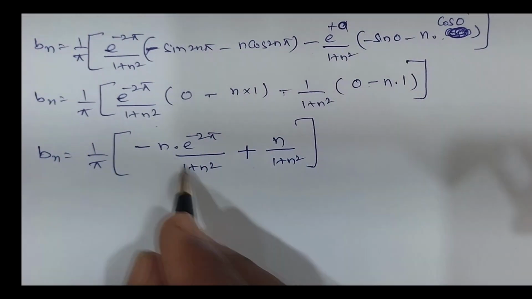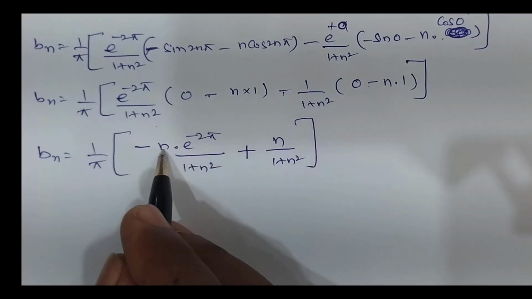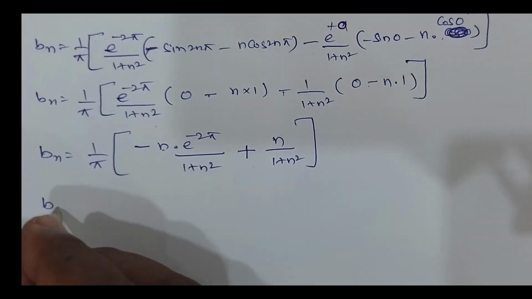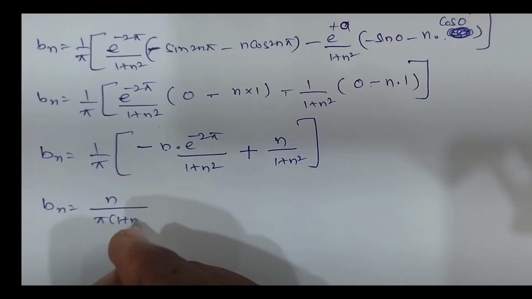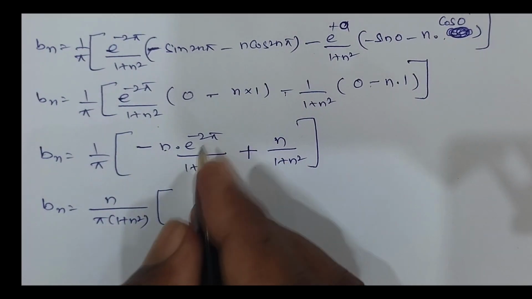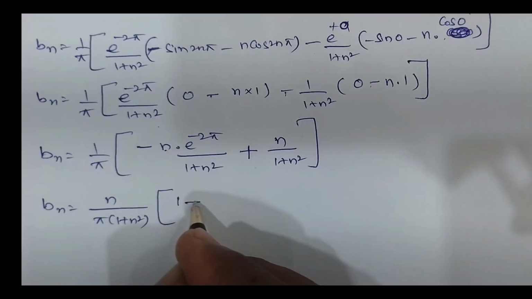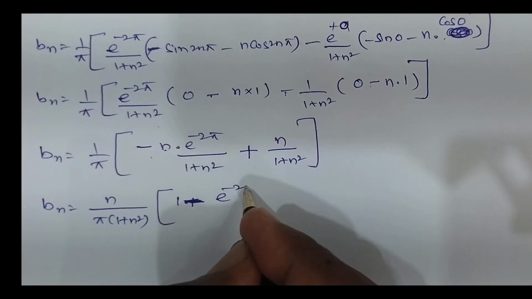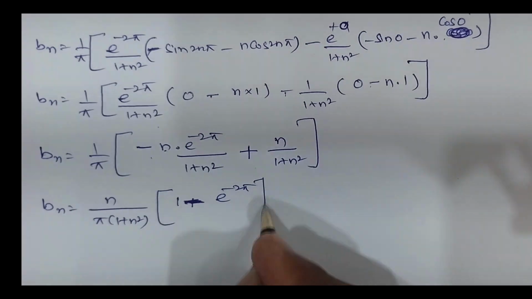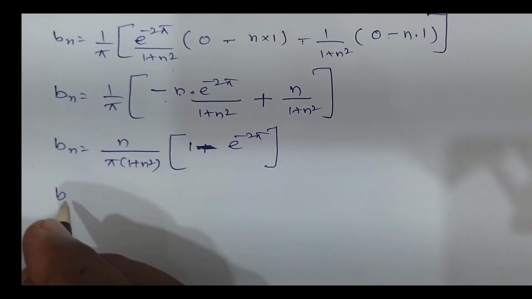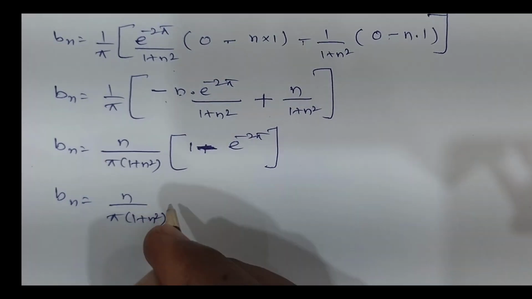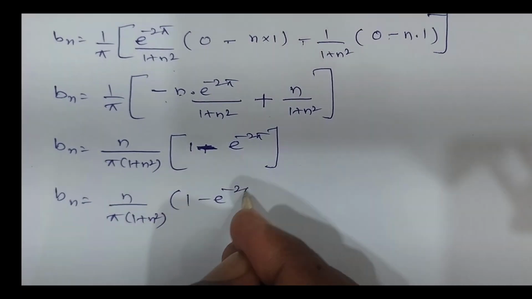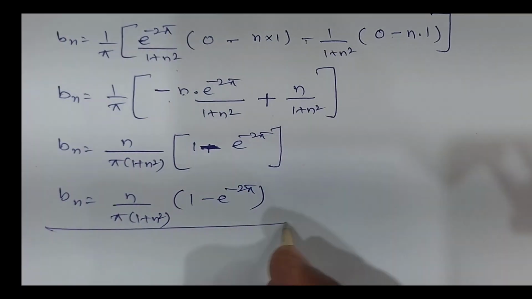n by 1 plus n square is common in both terms. That means n by pi into 1 plus n square, and the remaining term here is 1 plus. So next, e power minus 2 pi is the remaining value. So the total value: bn is equal to n by pi into 1 plus n square into 1 minus e power minus 2 pi. This is the bn value.